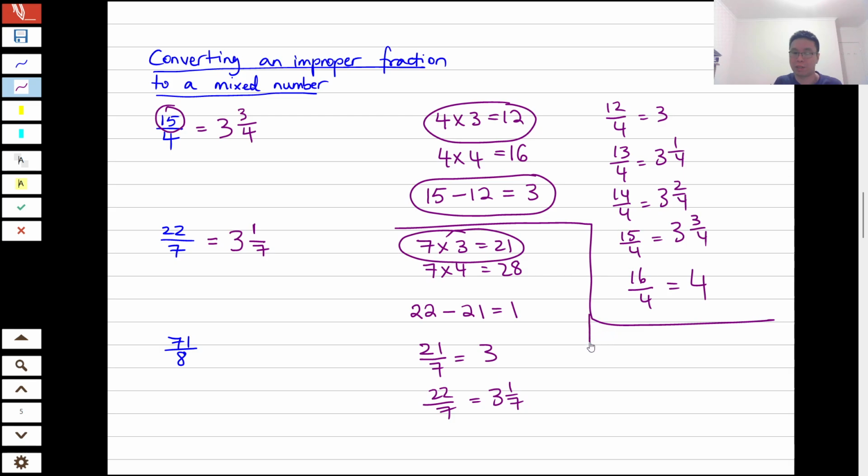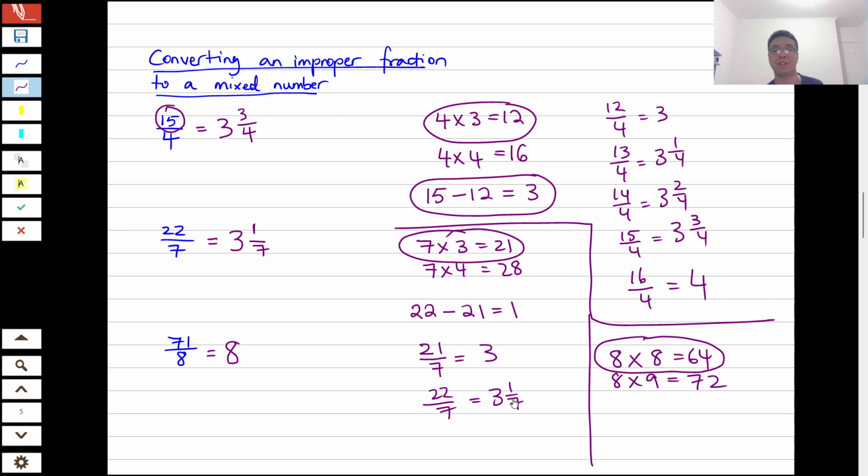Okay, last one. I'll do this a bit more quickly. 71 on 8. What I'll do is I'll count up by 8, and eventually I'll find that 8 times 8 is 64, and 8 times 9 is 72. I want the number that is closest to 71, which is smaller. So here I have to multiply by the number 8, which means the whole number part of the mixed number is going to be 8.